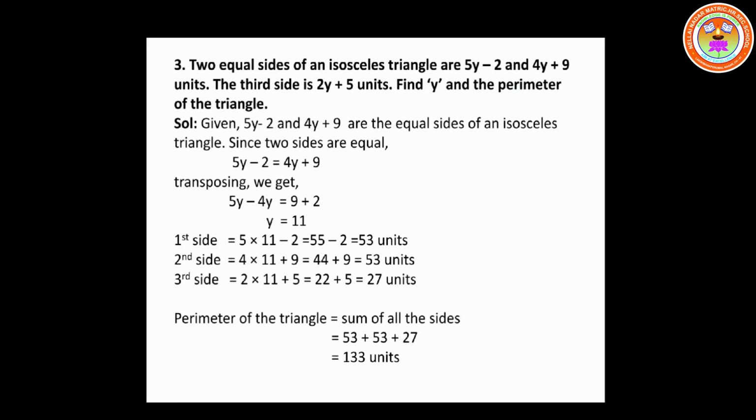Now the third side, 2y plus 5 units. So 2 into 11 plus 5, that is equal to 22 plus 5, that is equal to 27 units. Okay, so I found the value of y and the three sides of the triangle. Now to find the perimeter of the triangle. Perimeter means the sum of all the sides. So adding 53 plus 53 plus 27, when I add, the perimeter is 133 units.